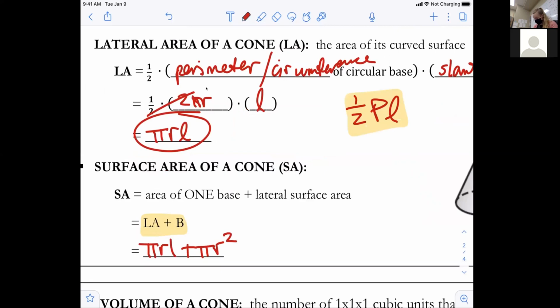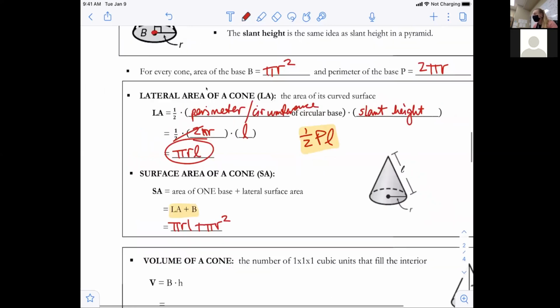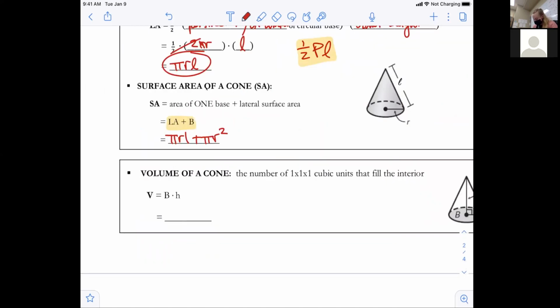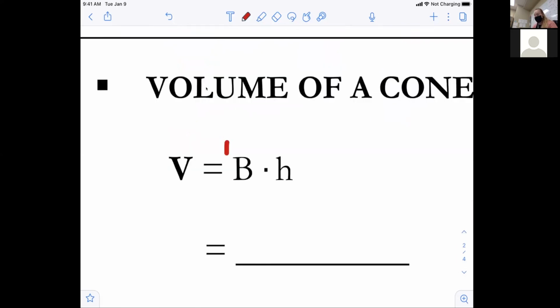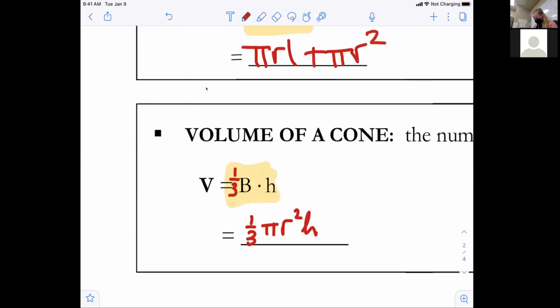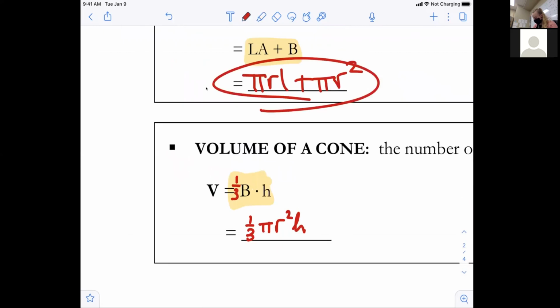and then plug all of those things in. Similar, last thing is volume, except I did mess up on volume. Make sure it says 1/3 BH. And so when I put that in terms of my area of my base as the area of my circle, it becomes 1/3 pi r squared h. Again, both of those are fine. I'm going to do the highlighted one.